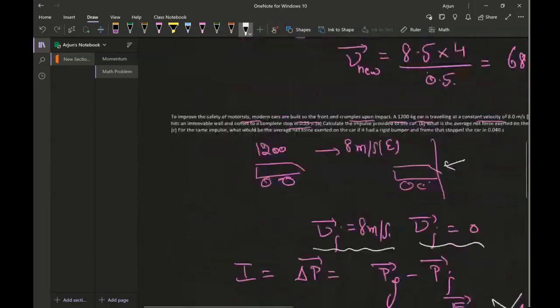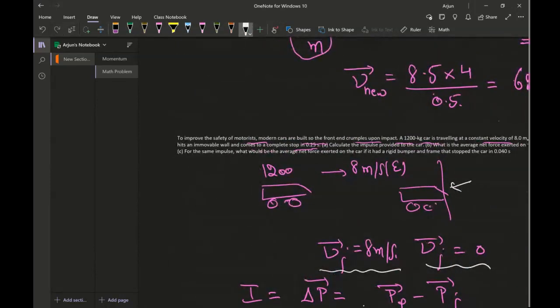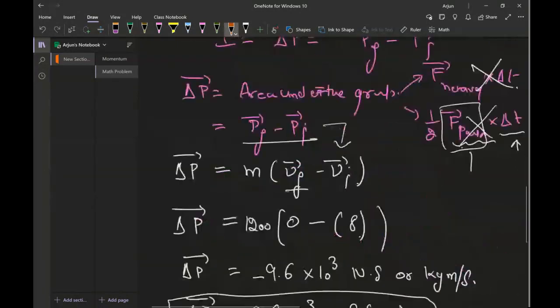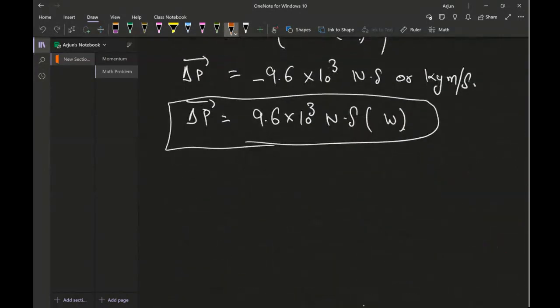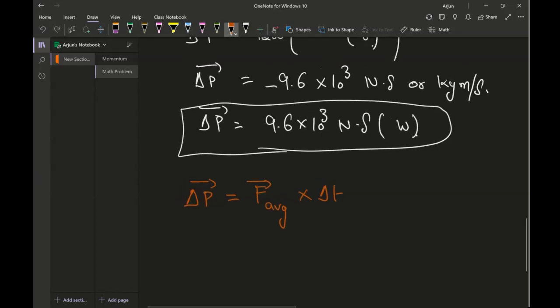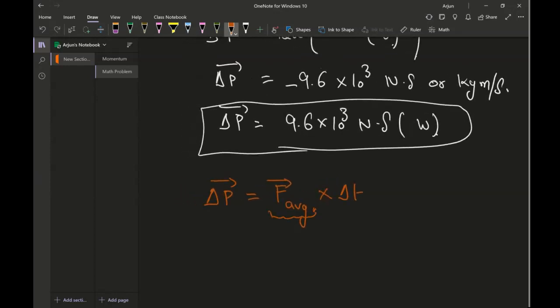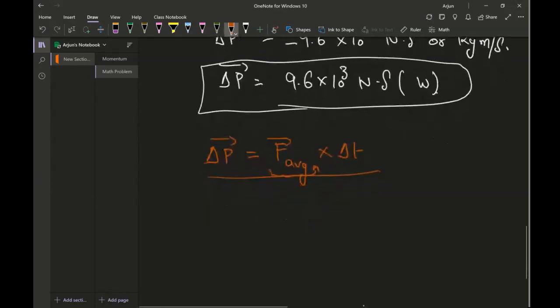Now we've solved part A. Calculate the impulse provided, which is equal to the change in momentum, as I said, and then what is the average net force on the car? Average net force is what we wanted to find out. So F average multiplied by time is equal to impulse or change in momentum. This is the formula I'm going to use because they are asking us to find the average force.